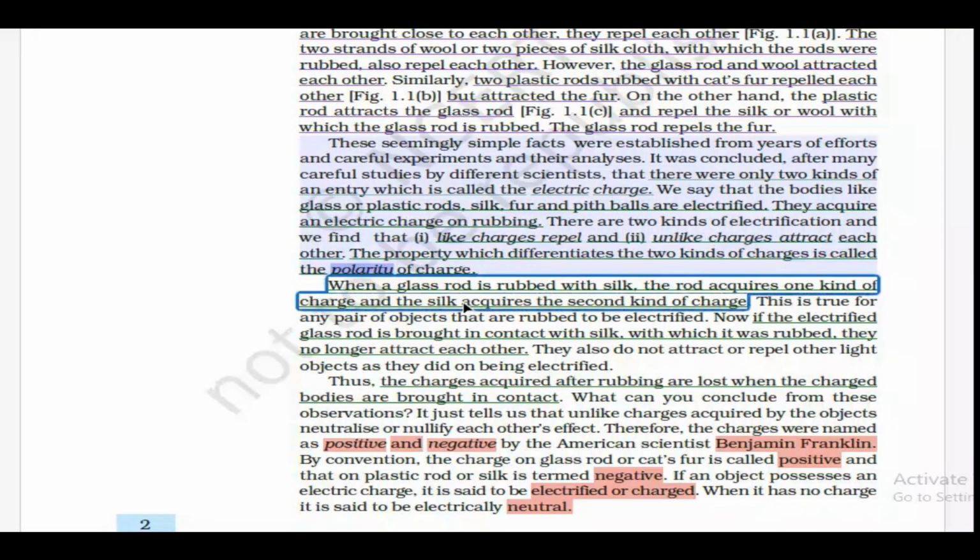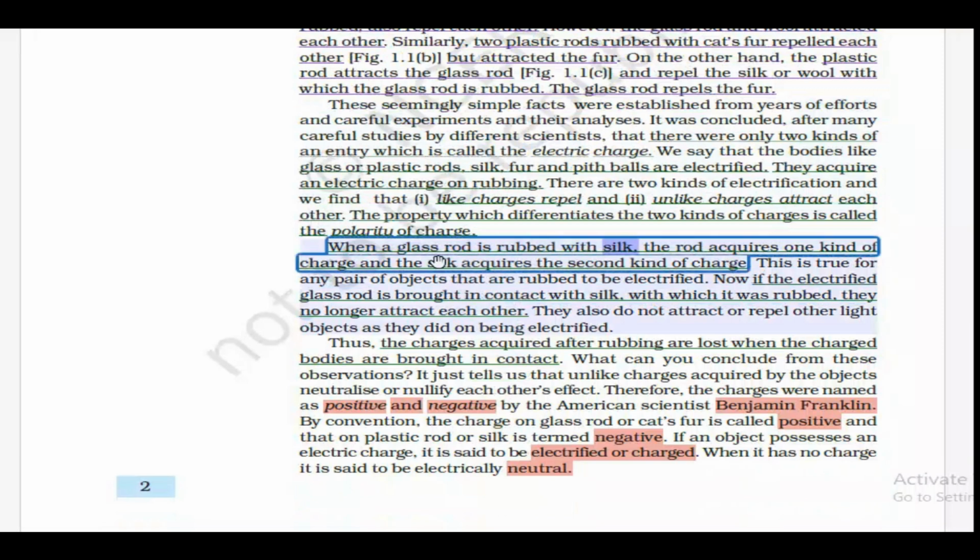When a glass rod is rubbed with silk, the rod acquires one kind of charge and the silk acquires the second kind of charge. This is true for any pair of objects that are rubbed to be electrified.